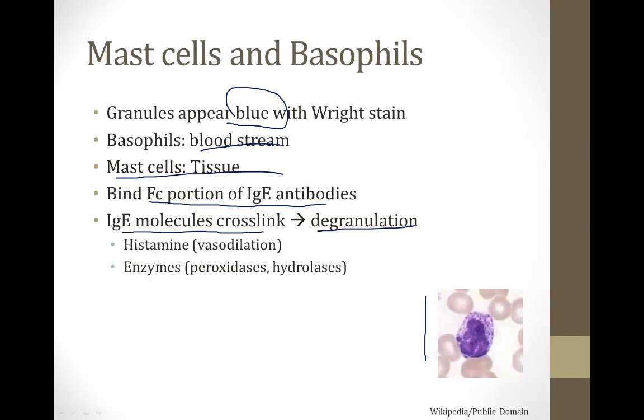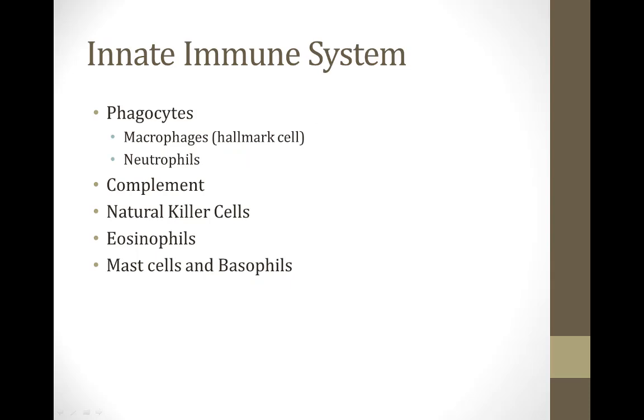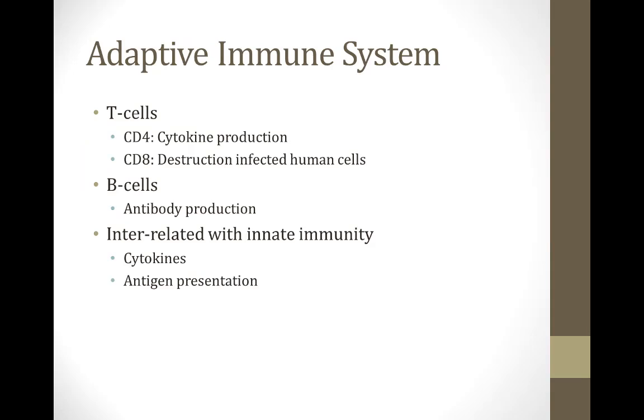And the contents of the cell that get spilled when the IgE molecules are cross-linked include, very importantly, histamine, which is a molecule that leads to vasodilation, also many enzymes like peroxidases and hydrolases that are designed to kill parasites in the tissues. So we have now talked about all of these components of the innate immune system, and I'm going to talk about these components of the adaptive immune system in other modules.